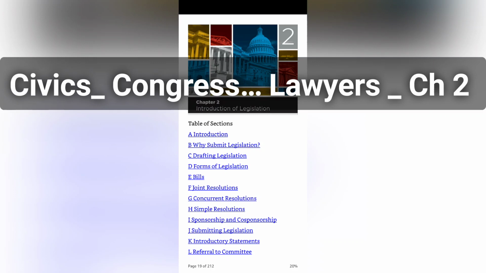Among the purposes of bills are to authorize government activities, authorization bills, see Chapter 7, Section G; appropriate funds out of the federal treasury, appropriations bills, see Chapter 7, Section H; amend the tax code, tax bills; amend existing federal laws; private bills. Section F, joint resolutions.